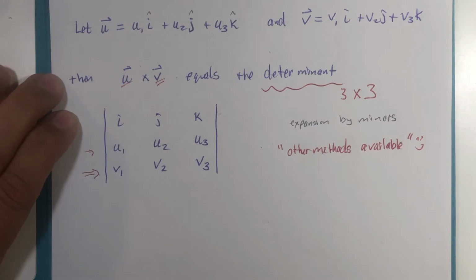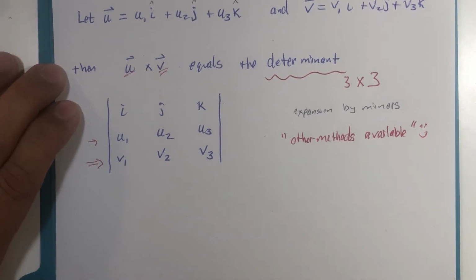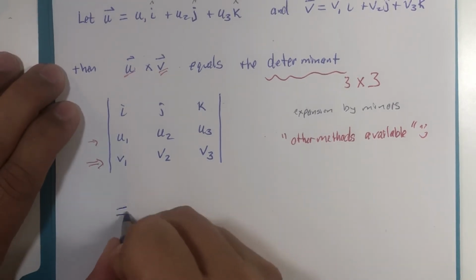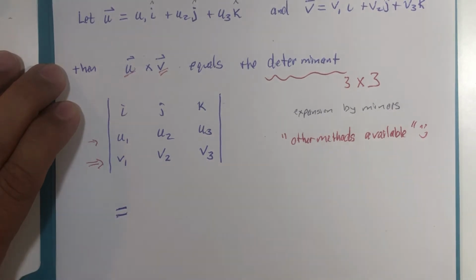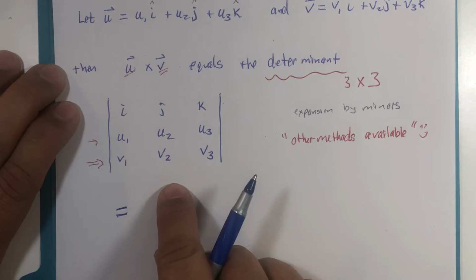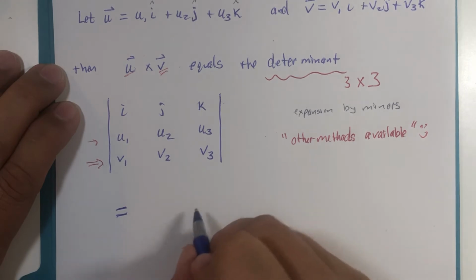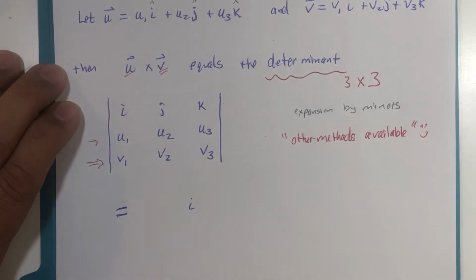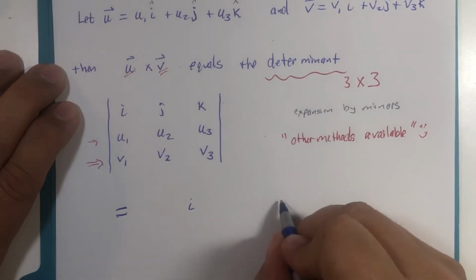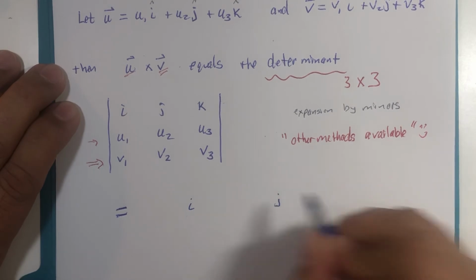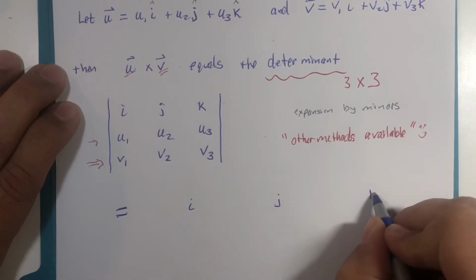So here's how you look at it. The determinant of a 3 by 3 matrix involves you breaking down this matrix into 3 pieces. The first piece will be multiplied by the i, and the second piece will be multiplied by the j, and the third piece will be multiplied by the k.